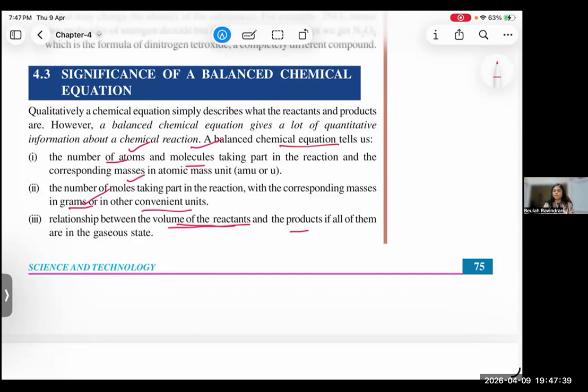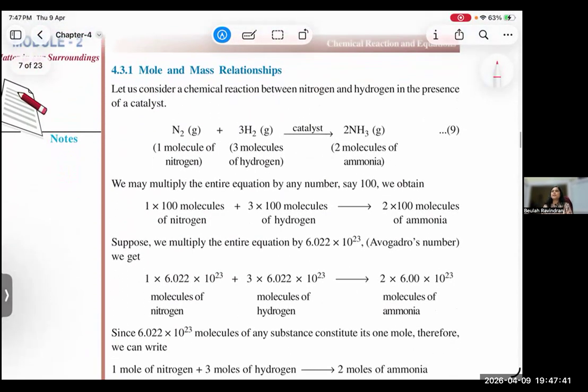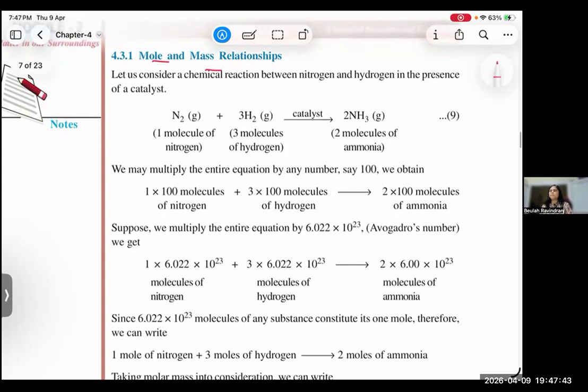First, we'll see mole and mass relationships. Let us consider a chemical reaction. This reaction is between nitrogen and hydrogen. You know what a molecule is, right? An atom is a tiny indivisible particle of matter. If two or more atoms combine, that is a molecule. Got it? Since nitrogen is diatomic, it is a molecule.